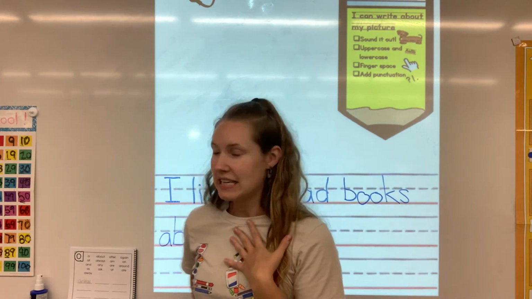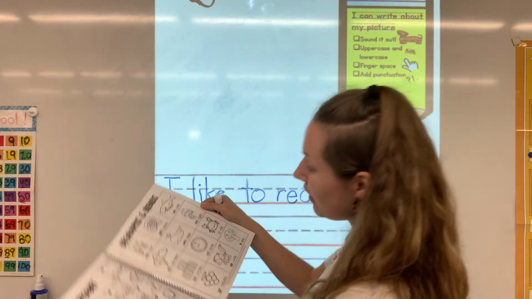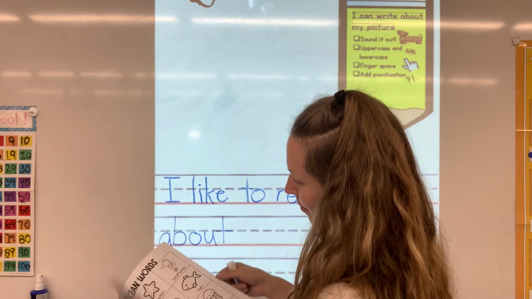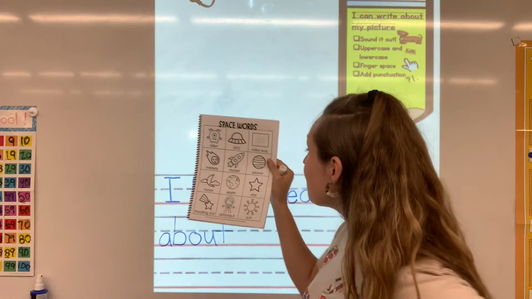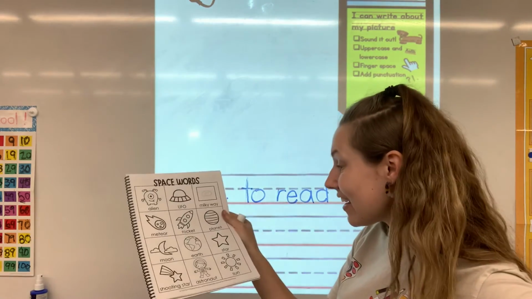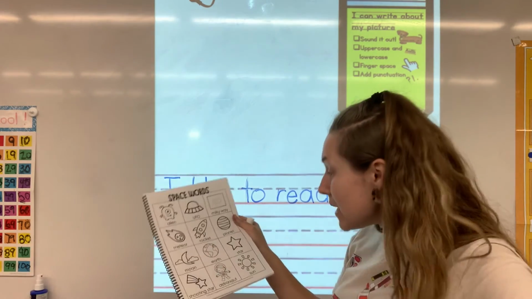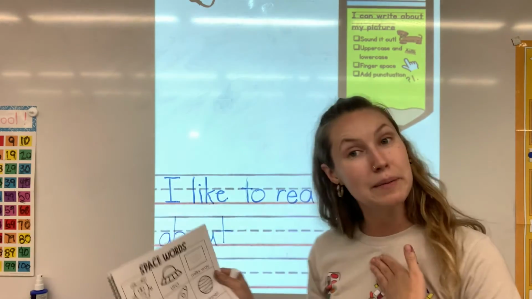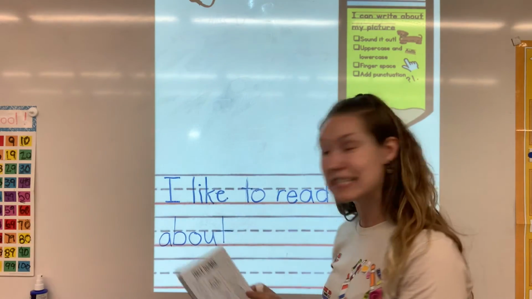What am I interested in? Maybe I'm gonna flip through my word wall book here, look at some of my pictures and see, what am I interested in? I really like to learn about space. I have some space words here, and they're really interesting to me. I love to learn about planets and astronauts and shooting stars and meteors and the moon. Those things are really interesting to me. I like to read books about it. So I'm gonna write space. I like to read books about space.